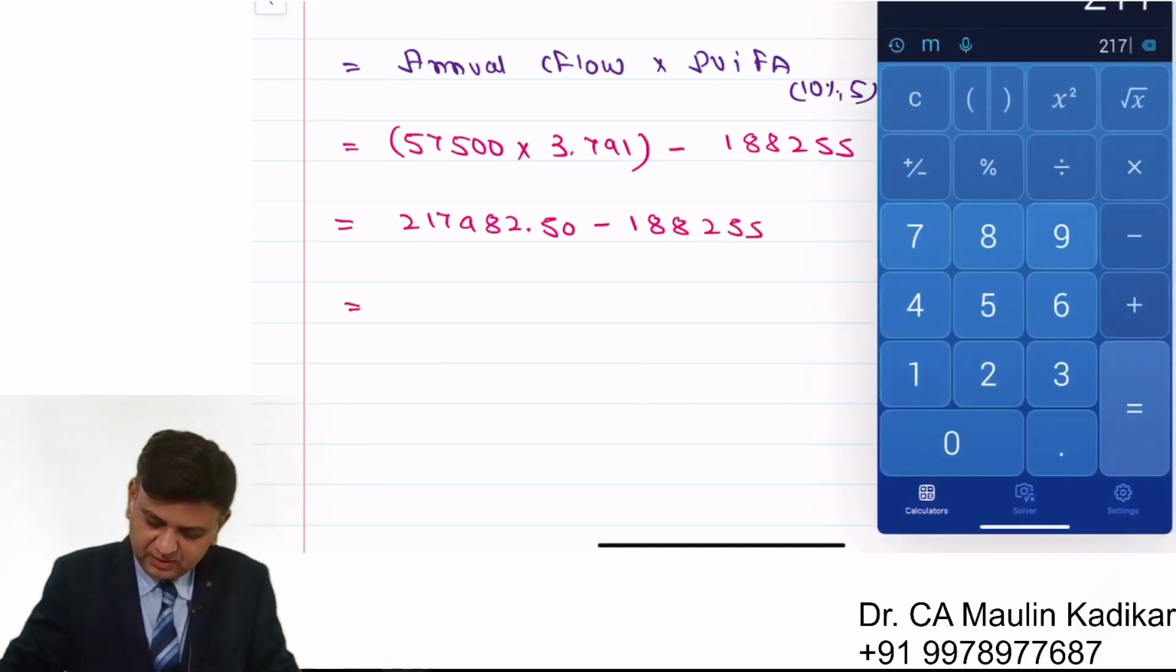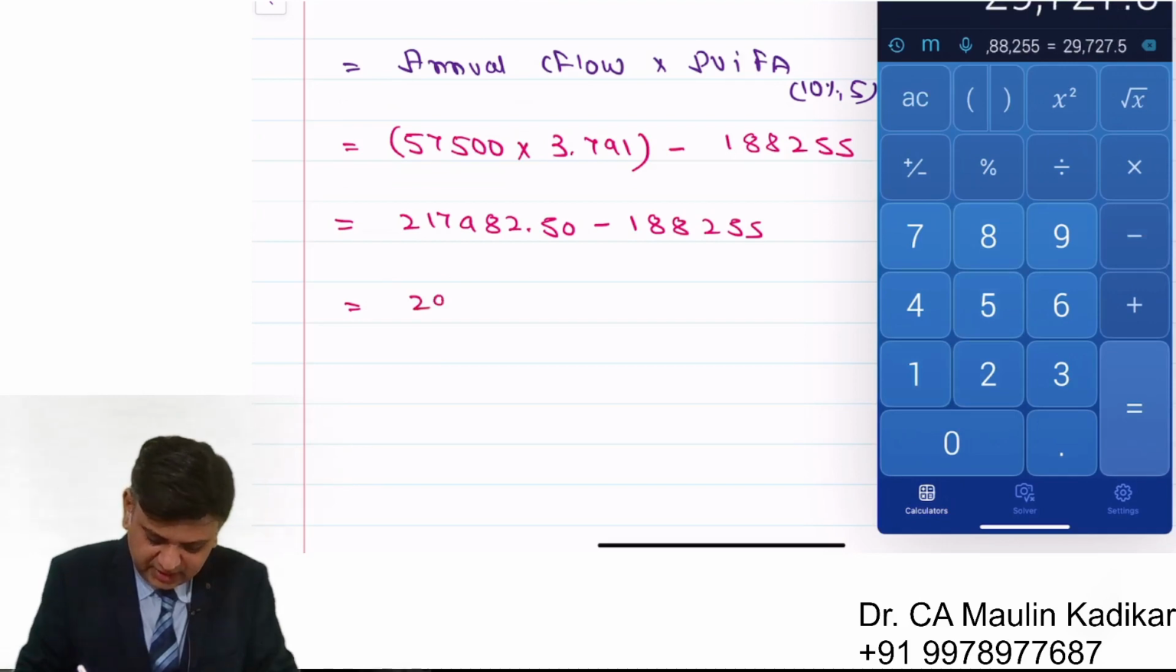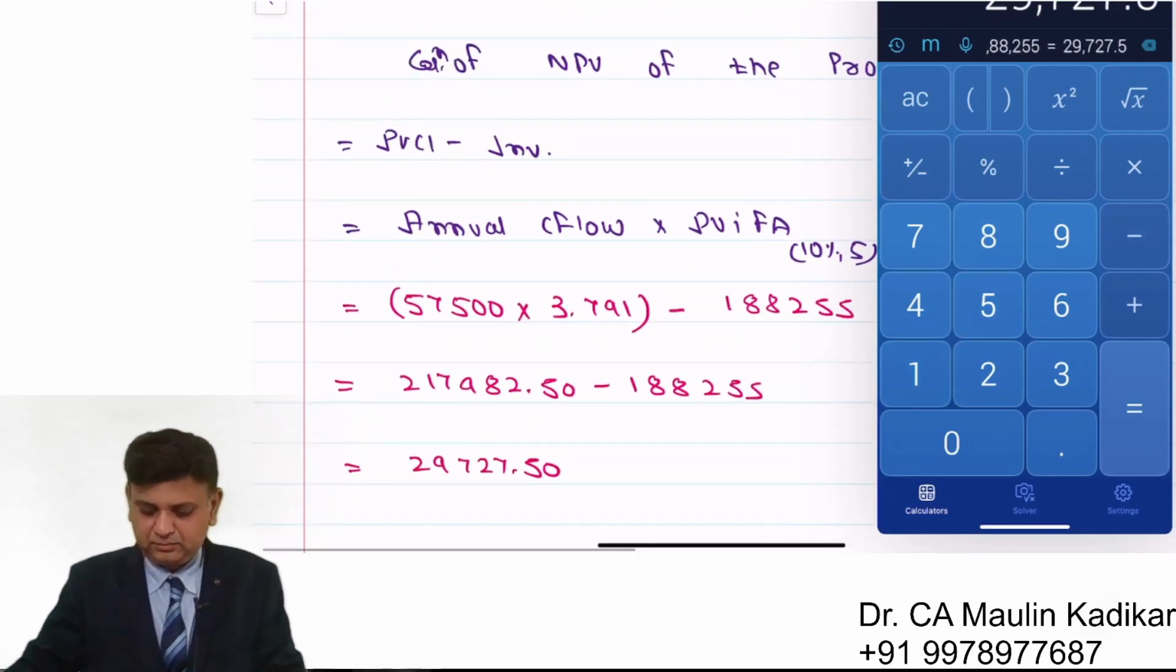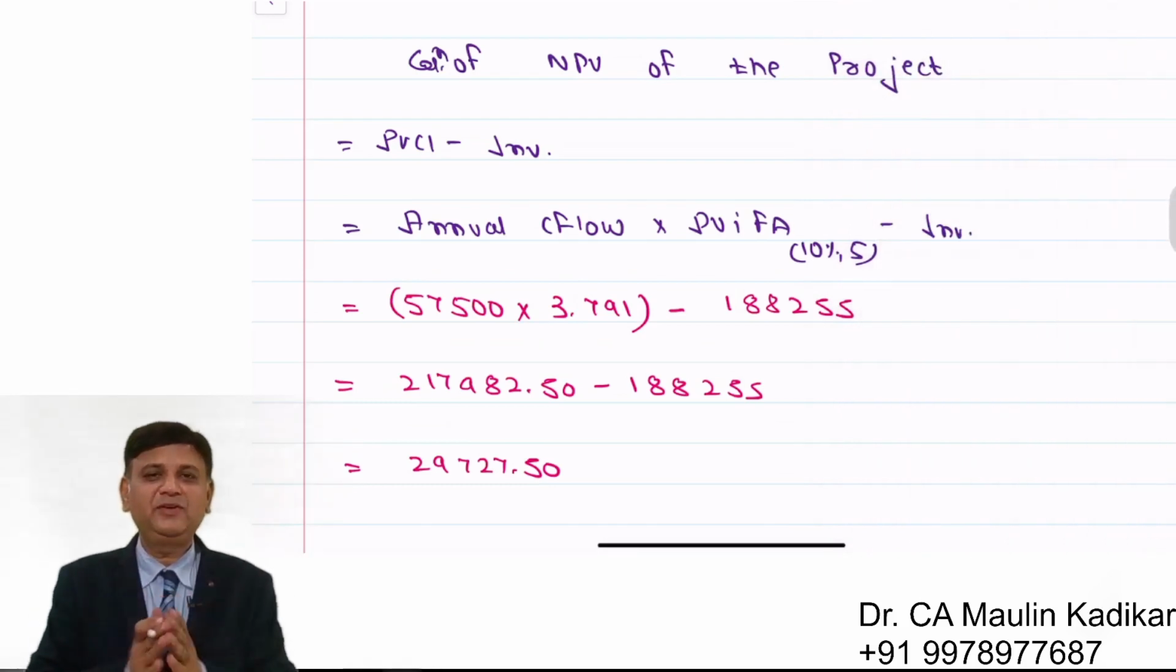So 217,982.5 minus 188,255. So 29,727.5. This is the way the NPV of the project can be found.